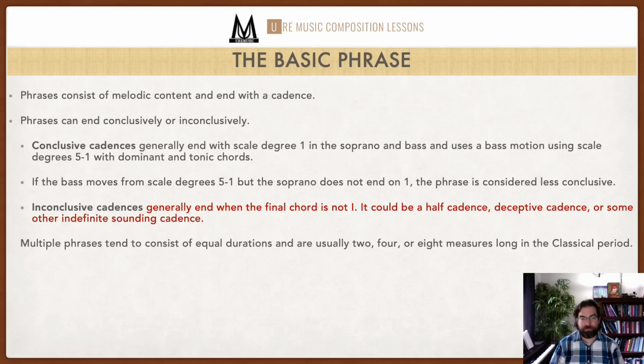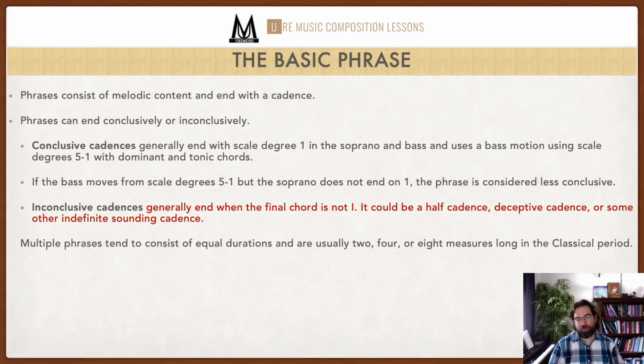Now at this point, we haven't talked about the half cadence, the deceptive cadence, or any of the other cadences you're going to learn about. So for now, just know that anything that doesn't have 5, the dominant chord, and 1, the tonic chord, as the final 2 chords in a progression, any progression that doesn't have that 5-1 relationship is going to be inconclusive. And that's kind of a good way to start this, and we'll add more cadences as we go.